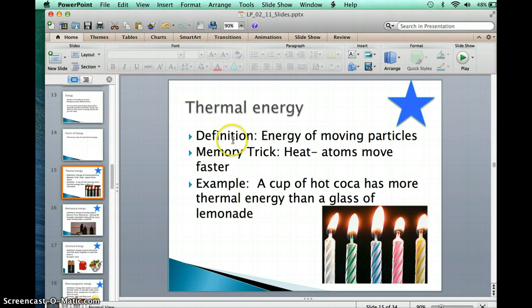So here's your example. A cup of hot cocoa, so hot chocolate, has more thermal energy, has more heat than a glass of lemonade. So basically, instead of calling it heat, we're going to call it thermal energy. Okay, so anytime you're seeing heat or feeling heat, it's a type of thermal energy. So you're going to fill out your chart. Feel free to pause the video to make sure you get that whole chart filled out.